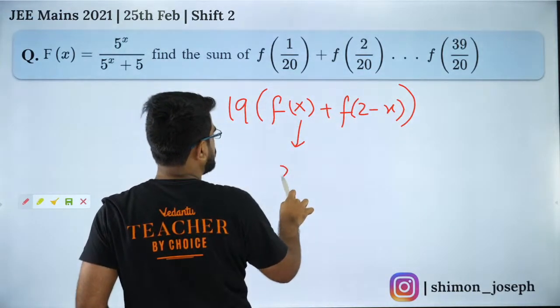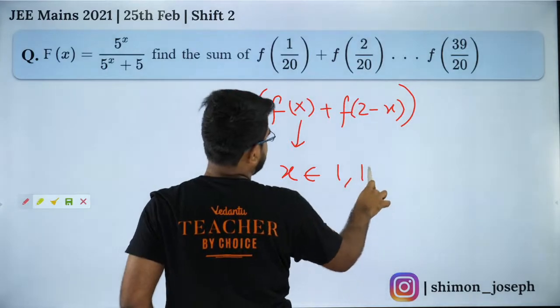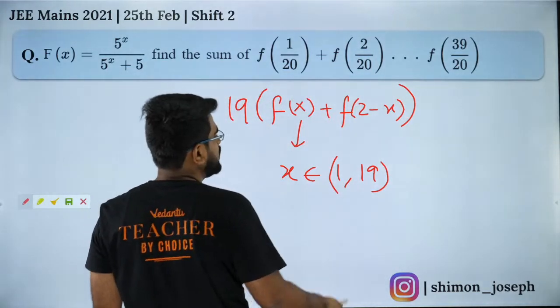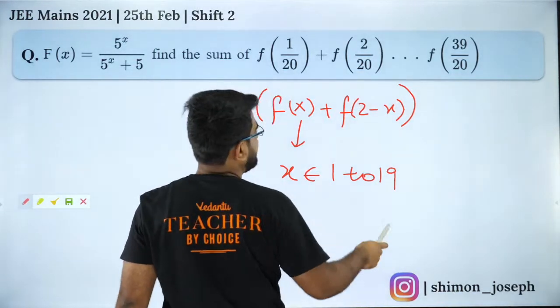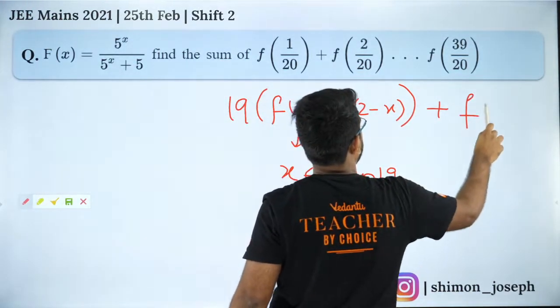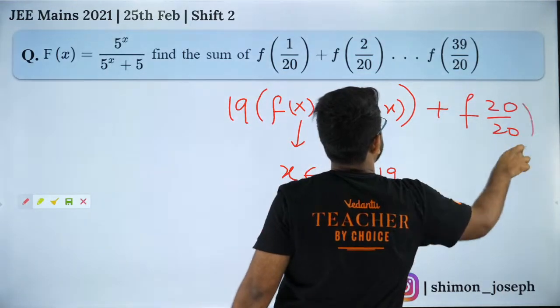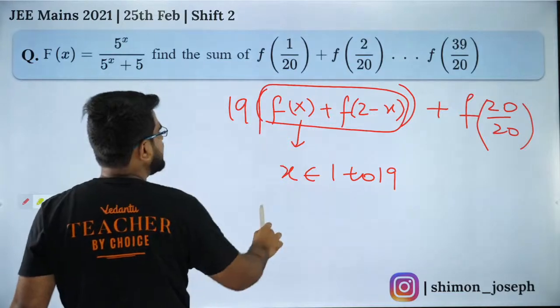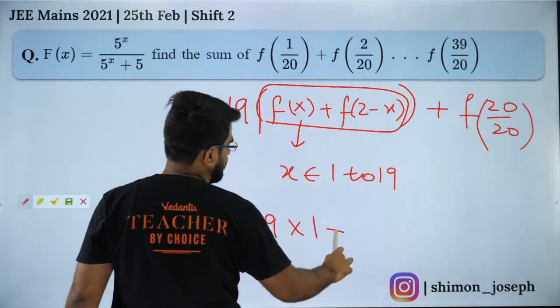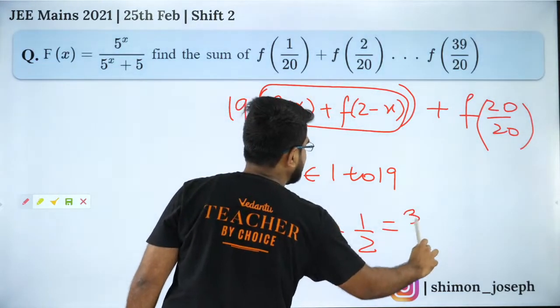So here x belongs to 1 to 19. And then the last term will be f of 20 by 20. This is your left out term because that's the middle term. So this will be 1 by 2. So the answer is 19 into 1 plus 1 by 2. And that's how I got 39 by 2.